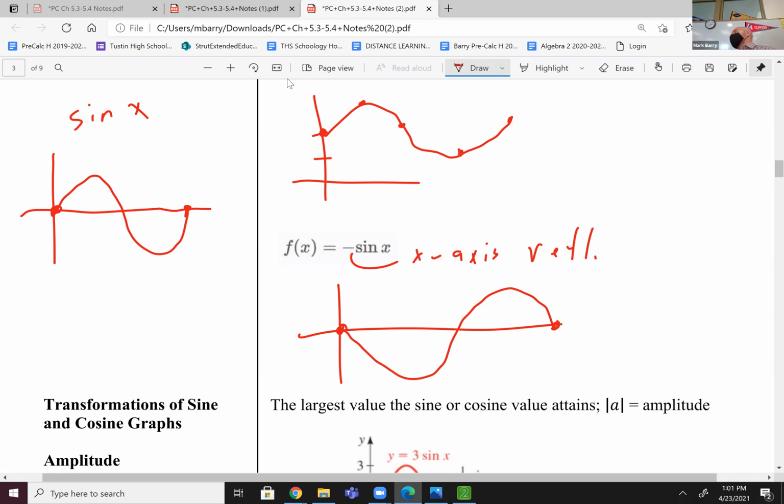So when we have a negative sine graph, it still starts at the midpoint. It's just what it does after that that's changing. It goes down at first and then goes back up. All right.